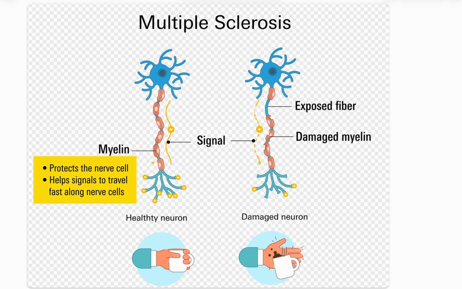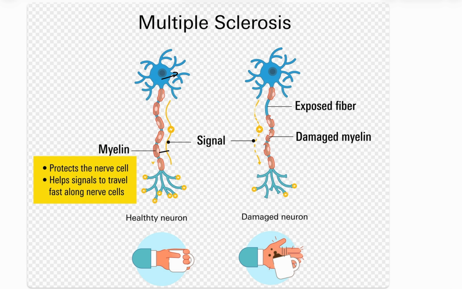So, the picture shown here is an image of a neuron. Everybody knows what a neuron looks like. This is the cell body of the neuron, and this is the axon, and here is the myelin sheath and the dendrites. The signals are transferred from the cell body to the dendrites.